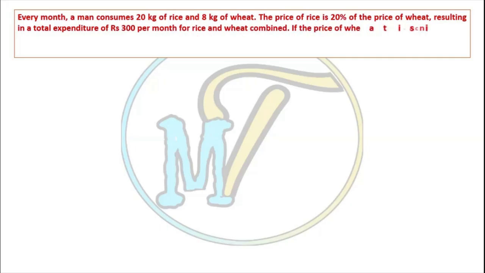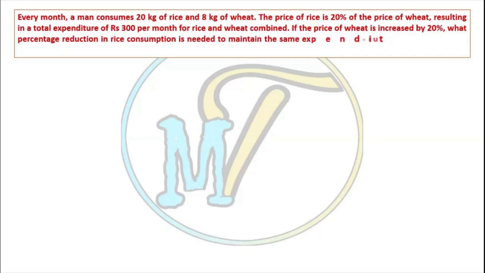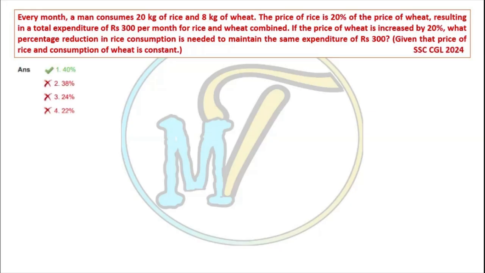We have a man who consumes 20 kilograms of rice and 8 kilograms of wheat every month. We are told the price of rice is 20% of the price of wheat, and his total monthly budget for both is 300 rupees. Here's the twist: the price of wheat shoots up by 20%.